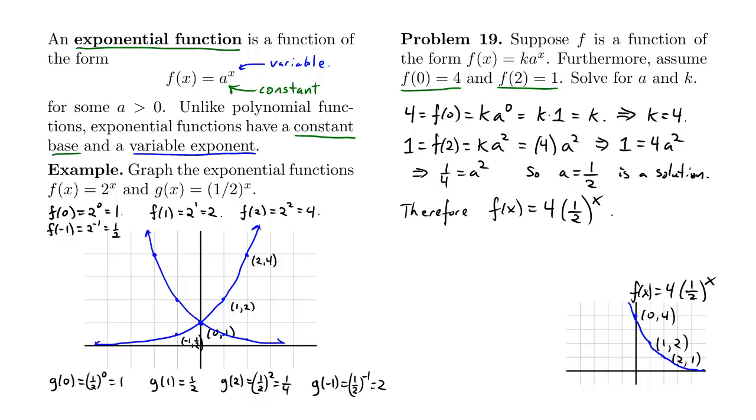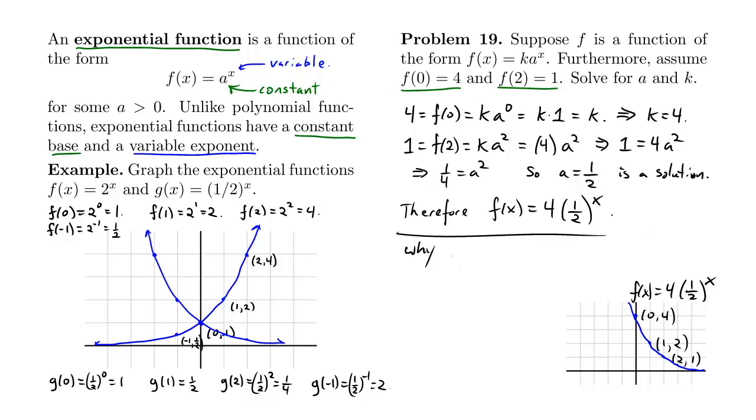In fact, since any exponential function passes through the point 0, 1, when we scale it up vertically by a factor of k, the new graph will always pass through the point 0, k. What I'm saying is that a function of the form k times a to the x always has its y-intercept at height k.